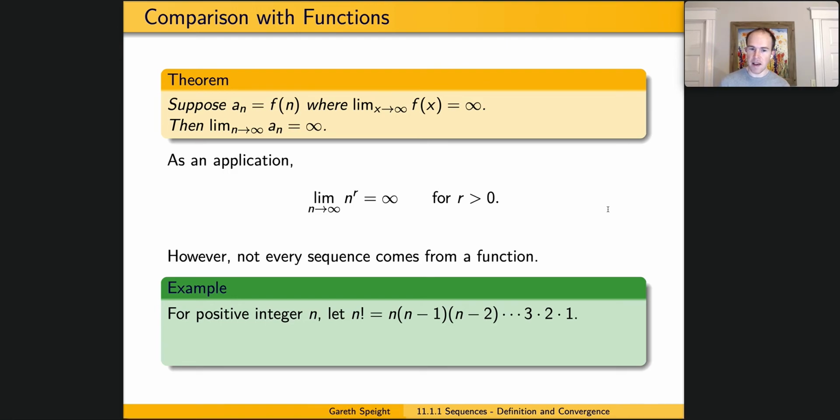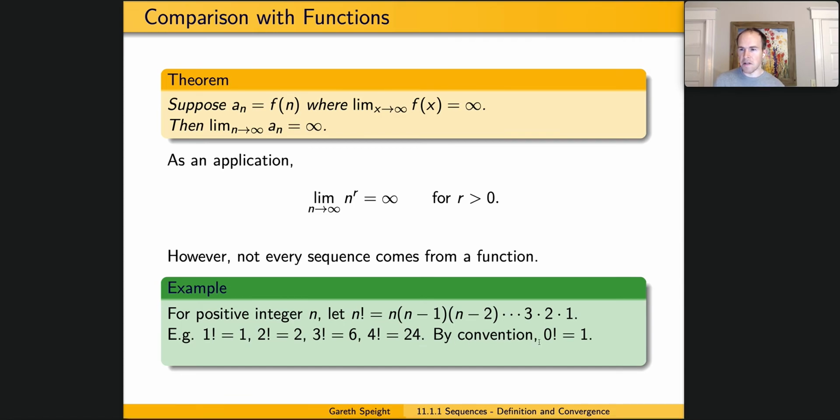I kept saying that not every sequence comes from a function, but I never gave any evidence of that. So here is a sequence that does not come from a function: n factorial. For any positive integer n, n factorial is the product of the first n whole numbers: 1 times 2 times 3, and so on until we get to n. So 1 factorial is 1. 2 factorial is 2 times 1, which is 2. 3 factorial, 1 times 2 times 3, is 6. 4 factorial, 1 times 2 times 3 times 4, is 24. And so on. You just multiply the first n whole numbers together.